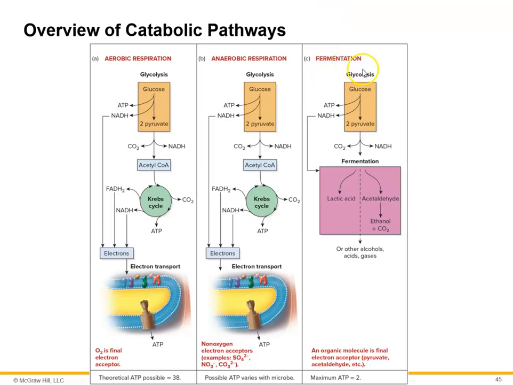Finally, you have fermentation, and you'll notice here is just glycolysis involved. Then you're left with pyruvate, which can undergo fermentation depending on the organism to either become lactic acid or some other kind of acid, or to become alcohol and carbon dioxide, or some other kind of alcohol and gas. Maximum ATP with fermentation per glucose molecule is just 2.